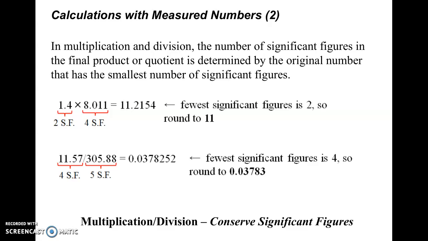In the second example, you're dividing 4 significant figures by 5. So your answer can have 4. And so that's going to be the 3782. And now we have to ask ourselves what we do with that 5. And there is a number beyond it, so it's greater than 5. So we're going to round up, which is shown here in the answer, 0.03783. So when we do multiplication or division, we conserve significant figures to the lowest amount of significant figures in the numbers involved in the problem.